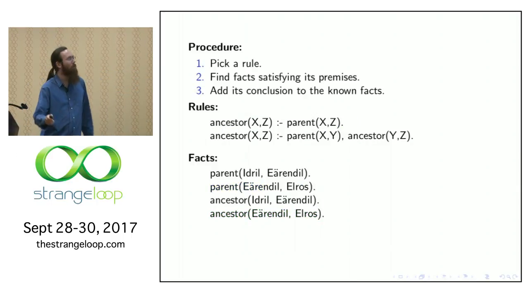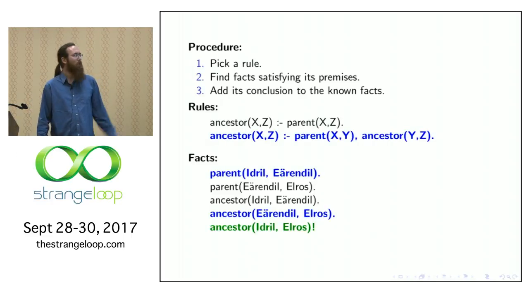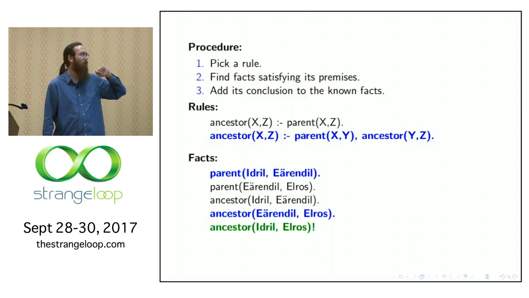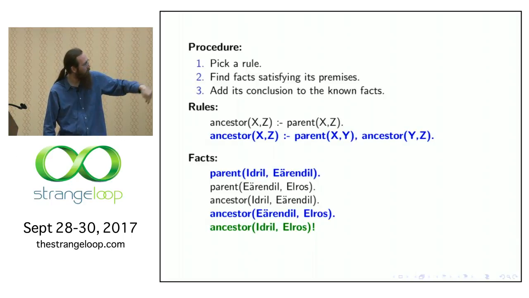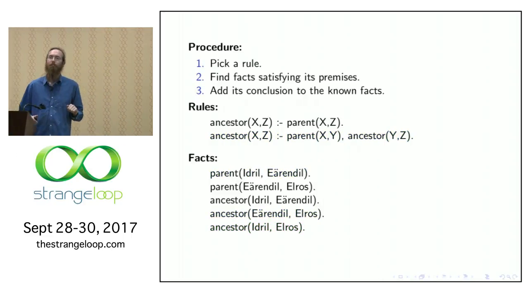Okay, now let's try the second rule for a change. Can we satisfy its premises? Well, we need that X is a parent of Y, while Idril is a parent of Earendel. And now we need to find someone who Earendel is an ancestor of. We look down our list, and the first ancestor fact doesn't match because it's about Idril being the parent of Earendel, not Earendel being someone's parent. But the second one does. And so now X is Idril, Y is Earendel, Z is Elros. And we add the conclusion to our set of facts. And now we are done.